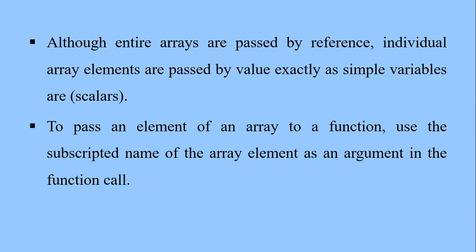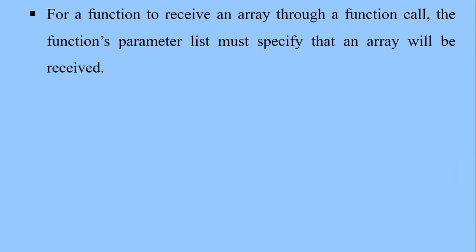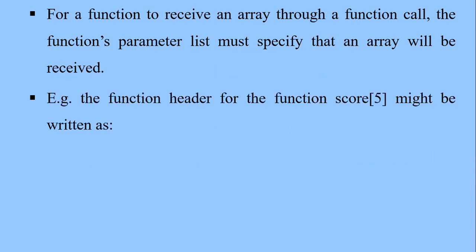To pass an element of an array to a function, use a subscripted name of the array element as an argument in the function call. For a function to receive an array through a function call, the function's parameter list must specify that an array will be received. For example, the function header for the function find average might be written as float find average, then we enclose int score, that is the array called score, comma, int size in the parentheses.